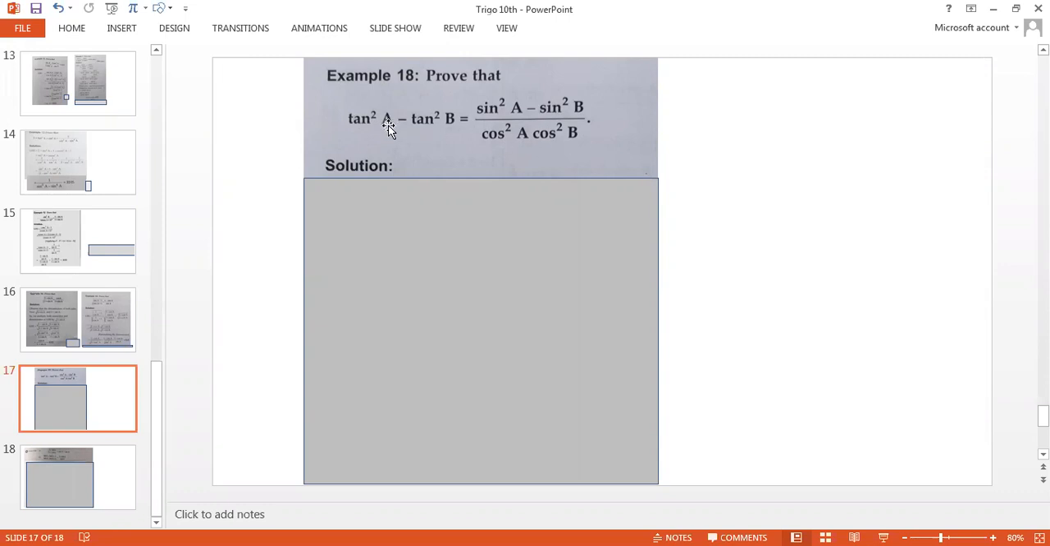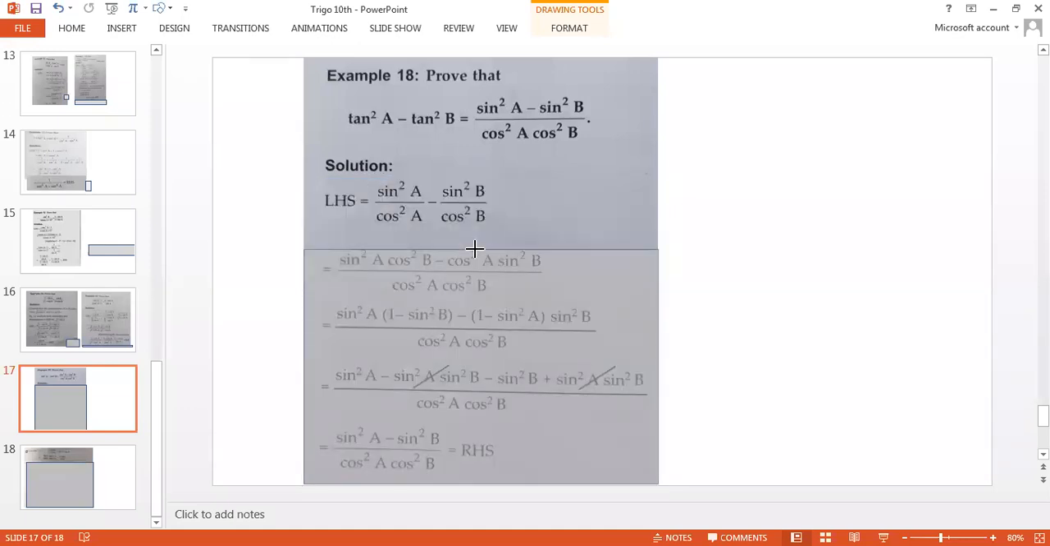So student, what exactly is the challenging part about this sum? There are two variables, A and B. There are two angles, tan A and tan B. And that's how this becomes a little confusing for some kids. So make sure that you do it carefully.